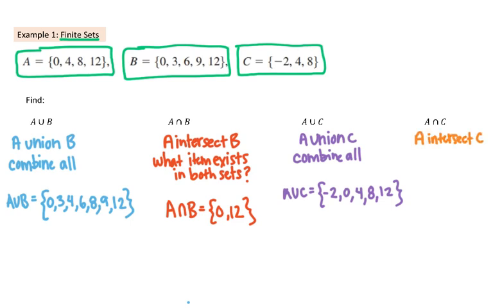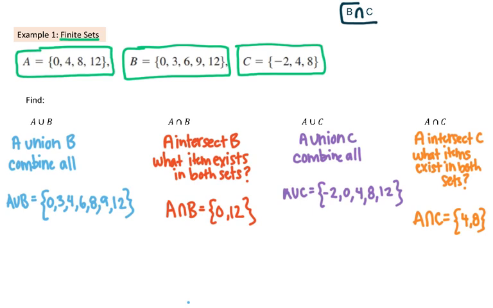which means what items exist in both A and C. So in this case, when we look at A intersect C, what is common to both? I see that in both sets, there's a 4 and an 8. Now let me add one more question here. What if I asked you B intersect C?